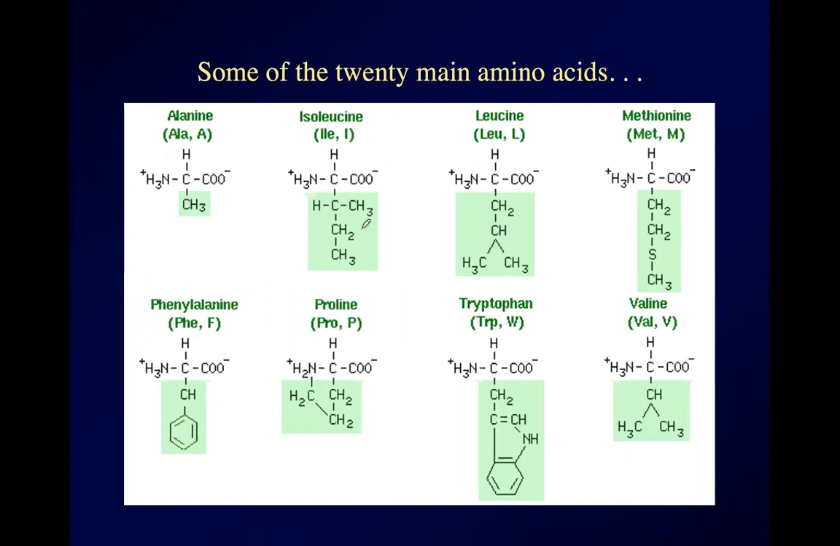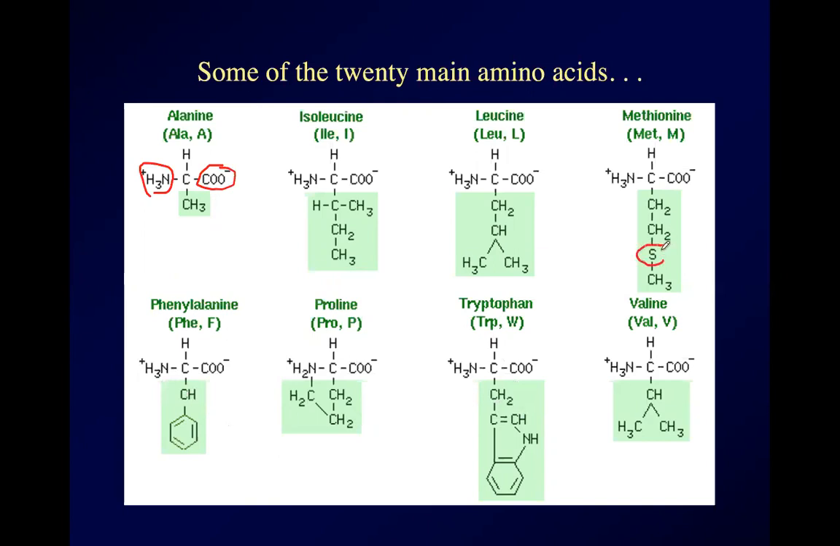All right. These are some of the 20. Up here, you've got the amino group and the carboxyl group, and the shaded part is the R group. Alanine, the R is just a carbon and 3 hydrogens. Phenylalanine, it's a carbon, a hydrogen, and then a ring of carbons. Tryptophan has this big fancy double ring.